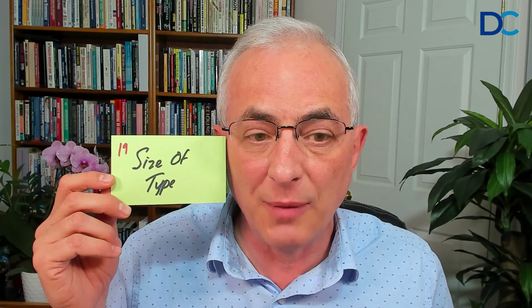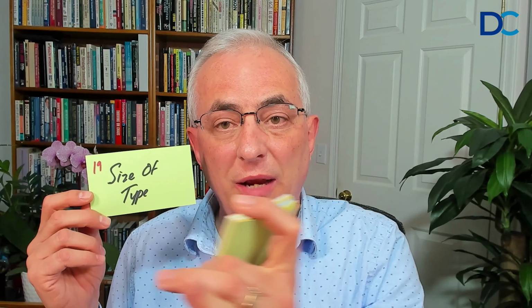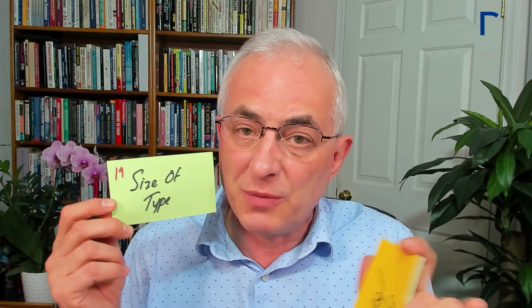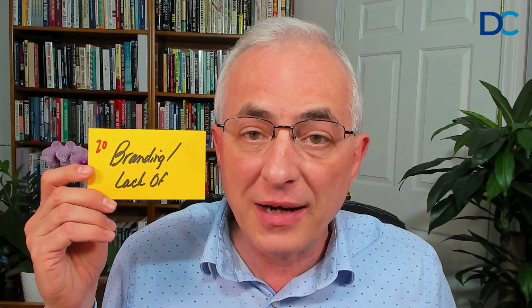As people are getting older, people want larger size type. That fights, by the way, with cell phone readership. And so you've got this thing that happens back and forth. Size of type is a great thing to test. Number 20 is branding or lack of branding. Do you put your logo at the top? Do you not put it in there? So that's 20 different things that you can and should be testing for your emails.